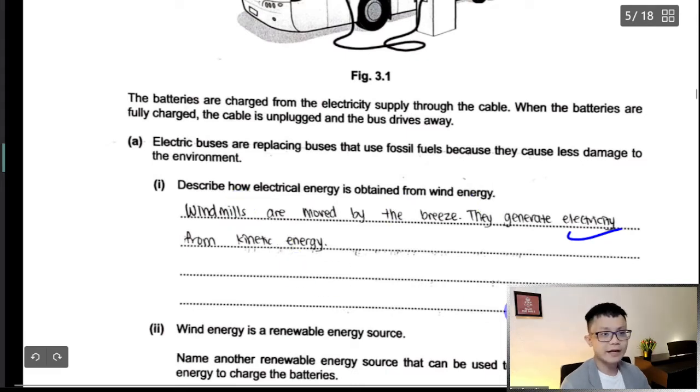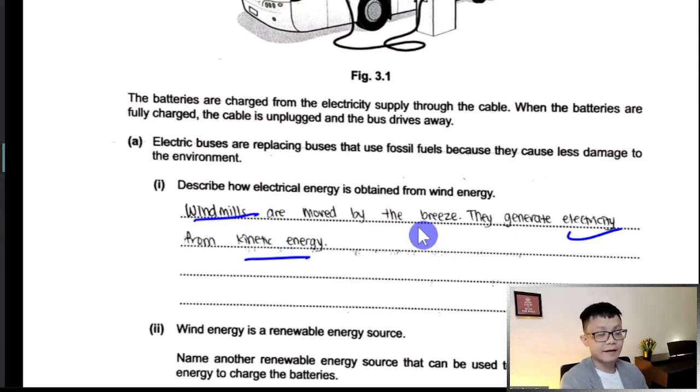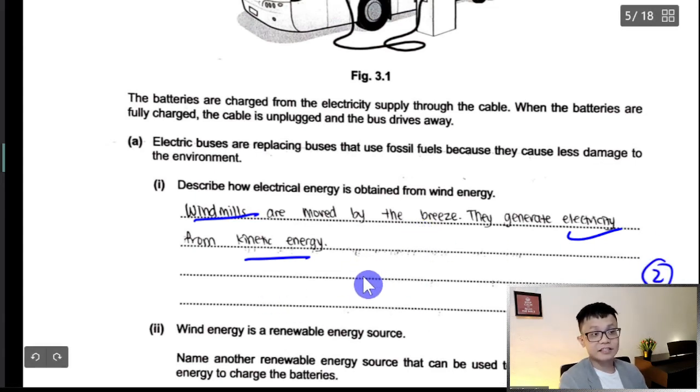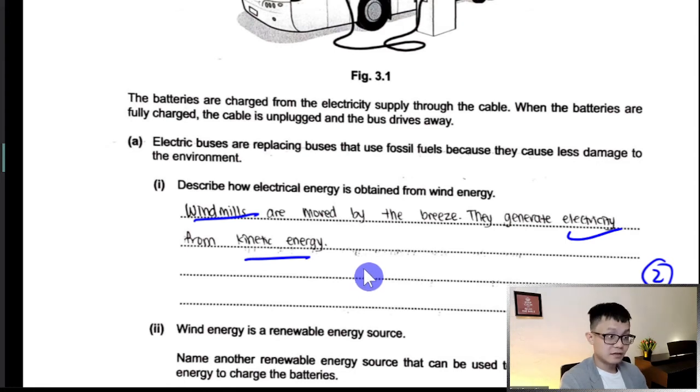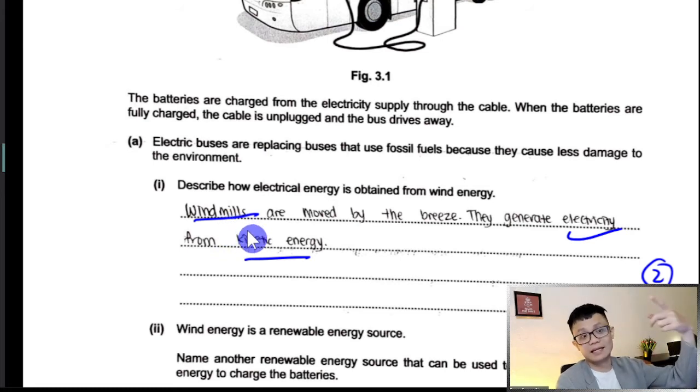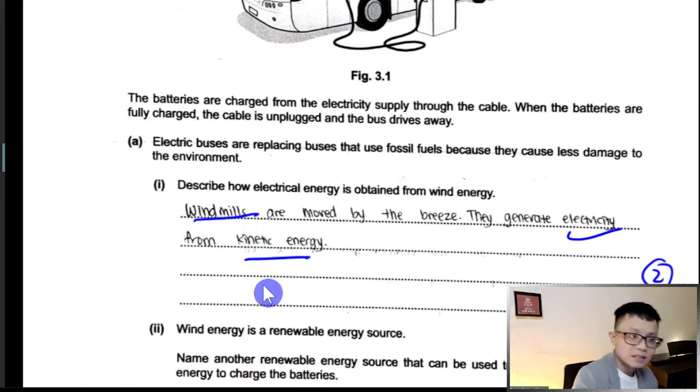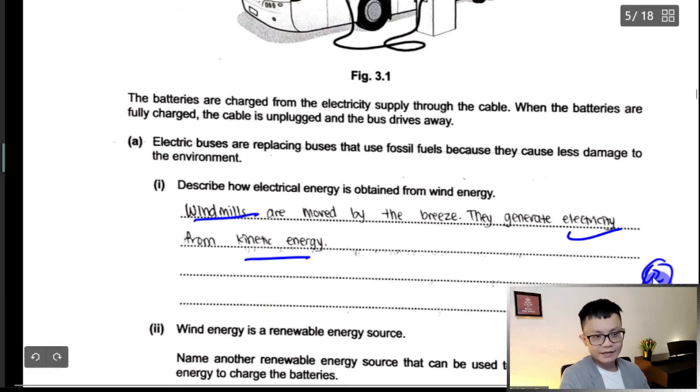Okay, so if you say kinetic energy, you get 1 mark, and the kinetic energy will move the turbine. Okay, windmill also can, so I give 2 marks. Actually, the other mark is for the kinetic energy moving the turbine. But here it is windmill; windmill is the blade, but the turbine is the motor. Then I give 1 mark, because this one is not the turbine. So it's just 1 mark, because they ask how it produces electricity.